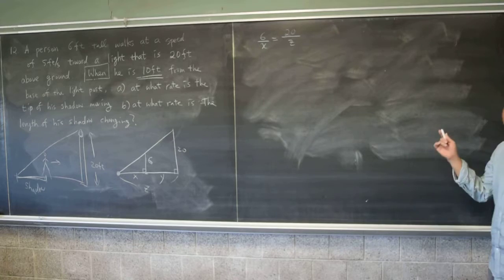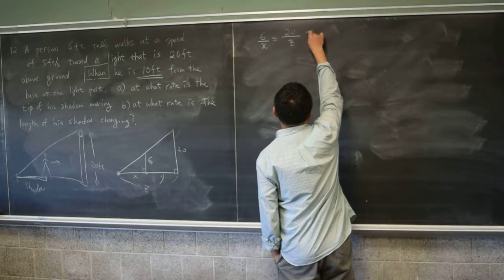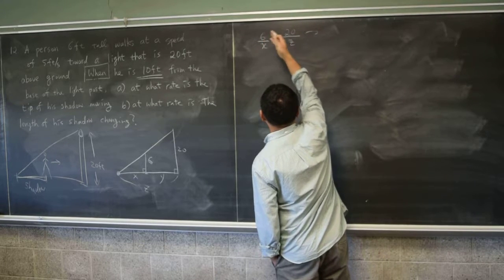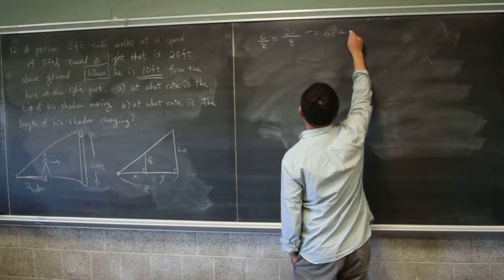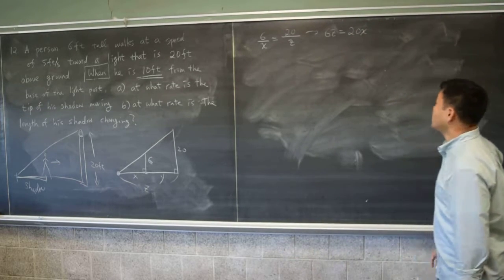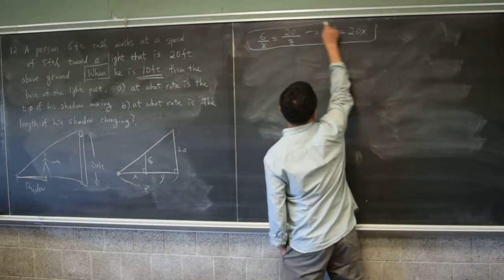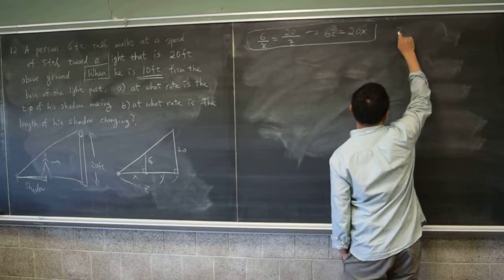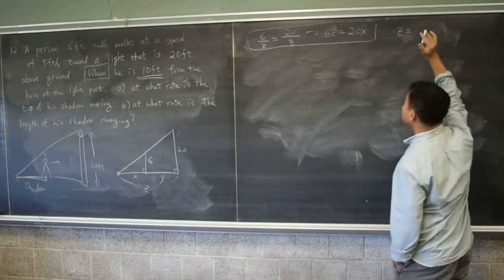So we're going to use x, y, and z. Whenever you have rate equals to rate, you can cross multiply. So you have 6z equals 20x. And in addition to this, what's the relationship between z and x and y? z is x plus y.